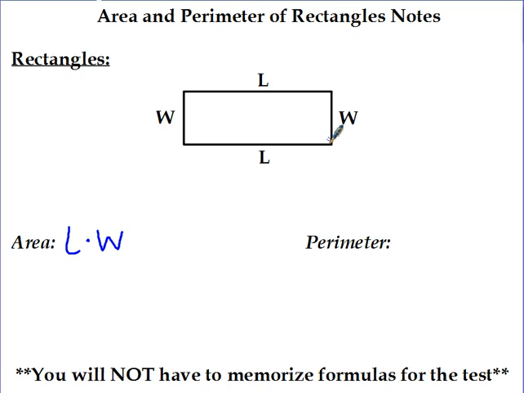Now we know perimeter is adding up the outside, so that would be all four. So you could think of it as having two lengths and then adding the two widths, or you can very simply add up all four. But it's just adding up all four sides.